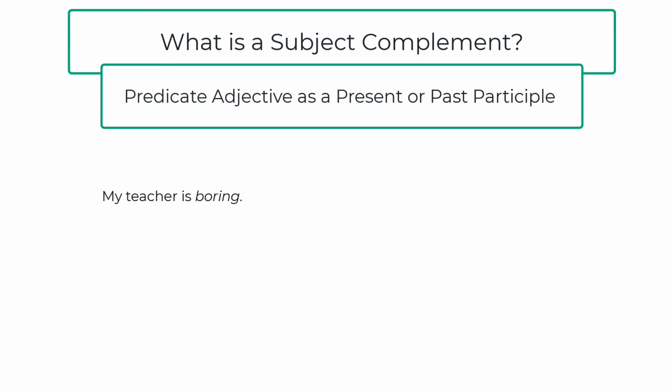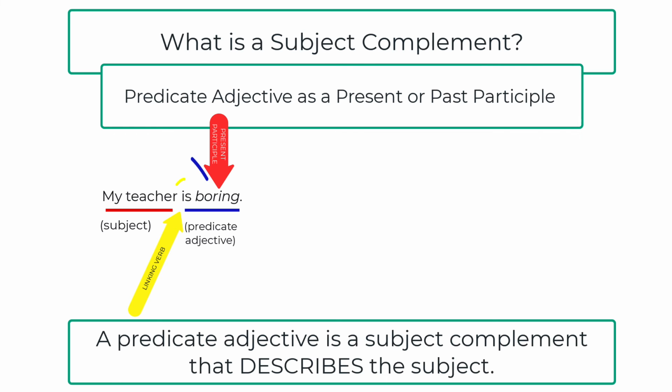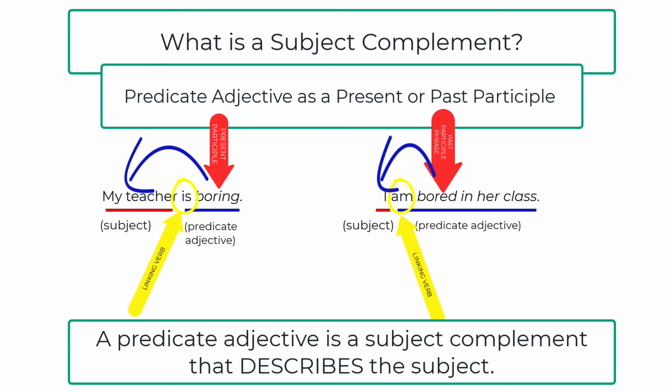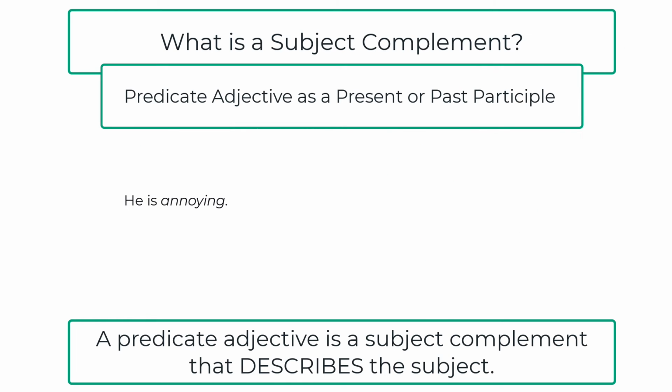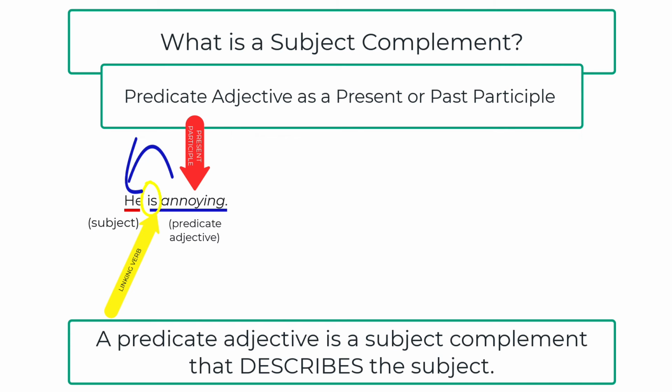My teacher is boring. In this example, we have a present participle acting as the adjective describing the teacher. I am bored in her class. He is annoying. I am annoyed.